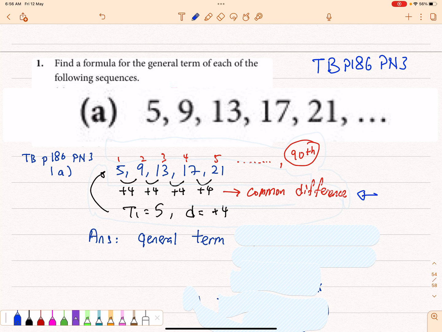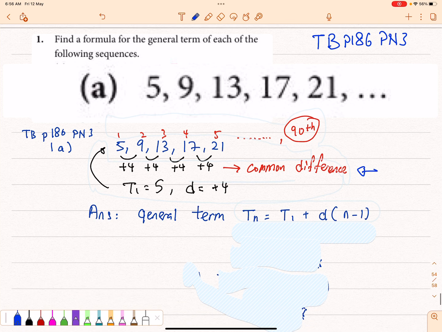So let us put these two numbers into a formula. Term n is actually term 1 plus D bracket n minus 1. If I put this into the formula, I will get Tn. Term n is a variable, so I don't know what it is, so I just write term n. T1 I replace with 5 because that's the first term, plus 4 because the difference is plus 4, bracket n stays as n because it is a variable, and minus 1.